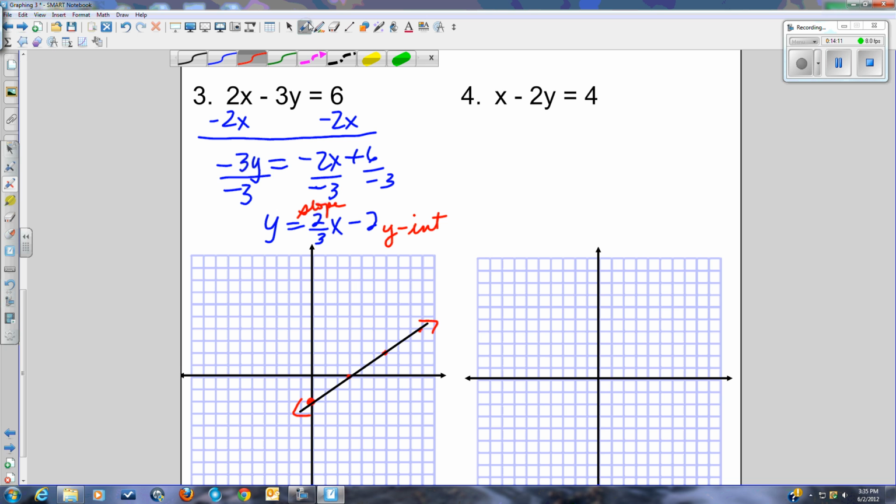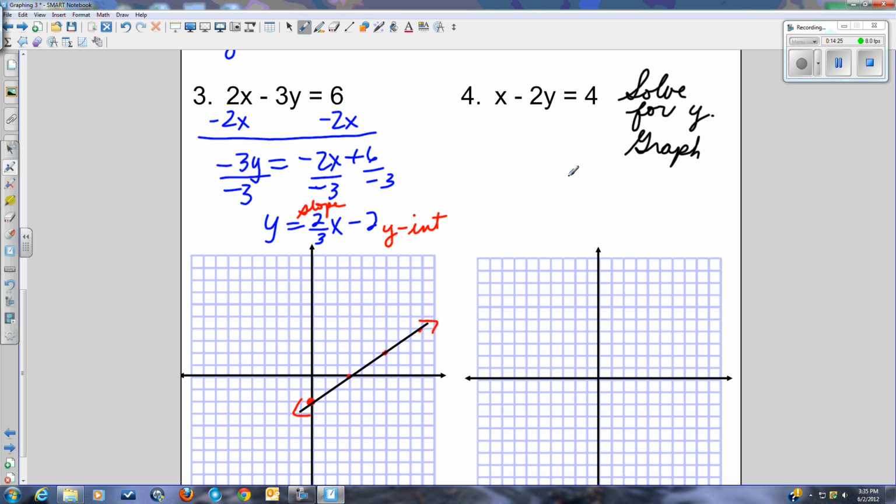Moving to the next one. This one also is not in slope-intercept form. So what I would like you to do is try this one. Solve for y, and then graph with the slope and y-intercept. So please try this one before the next class.